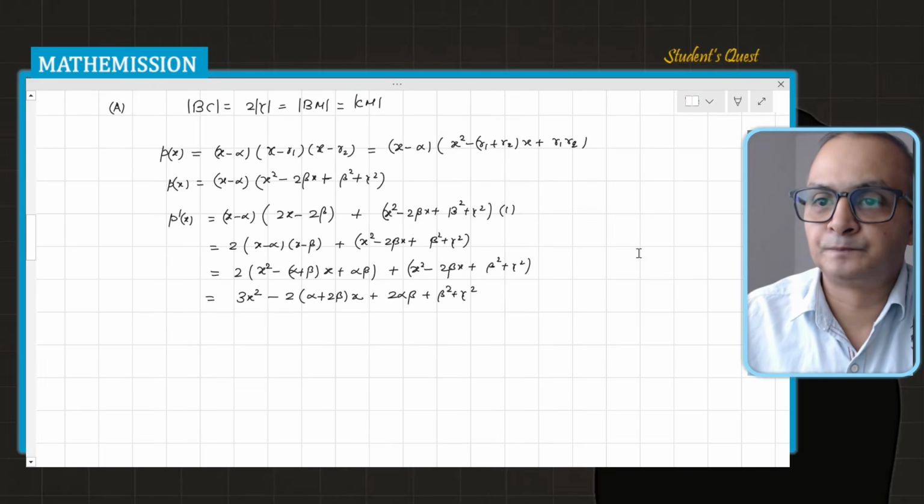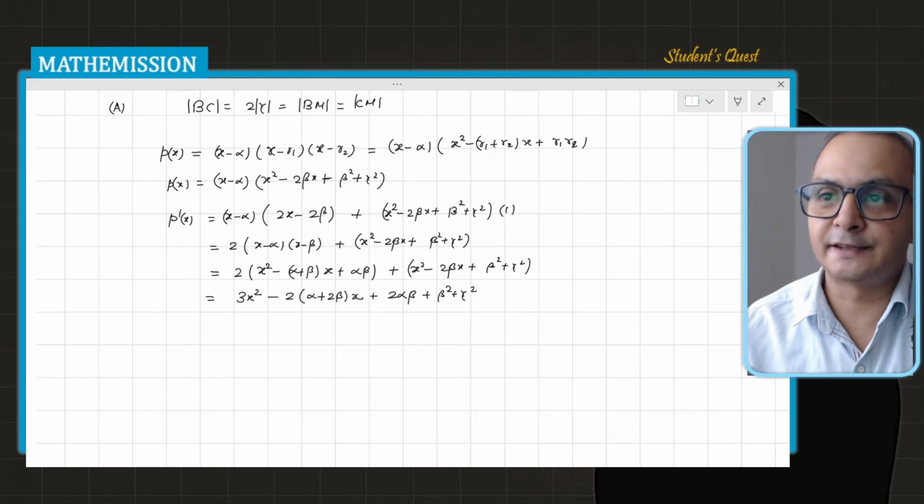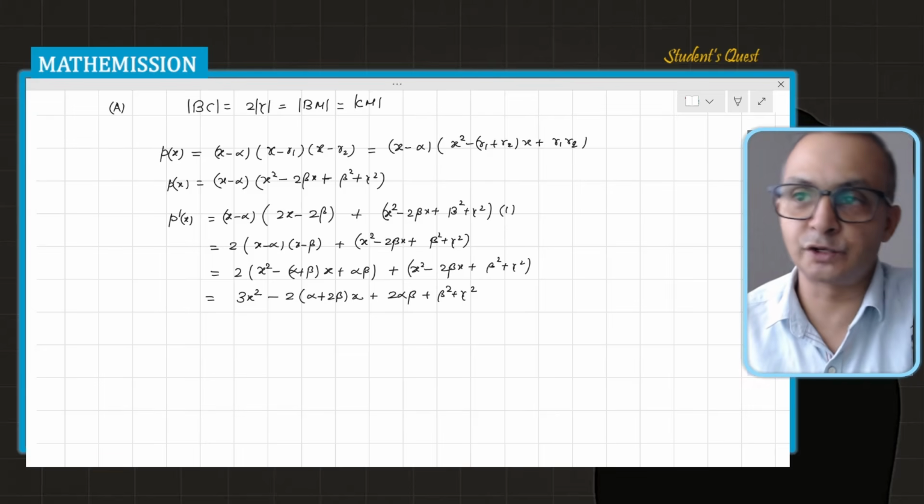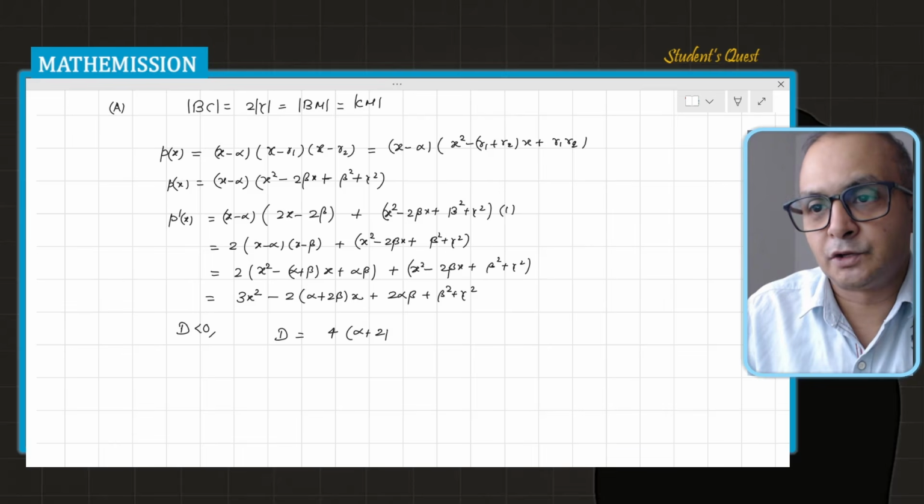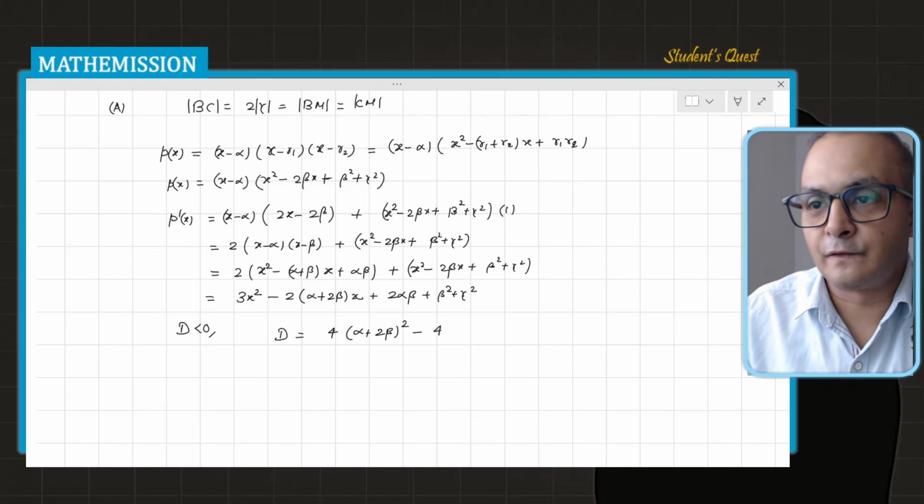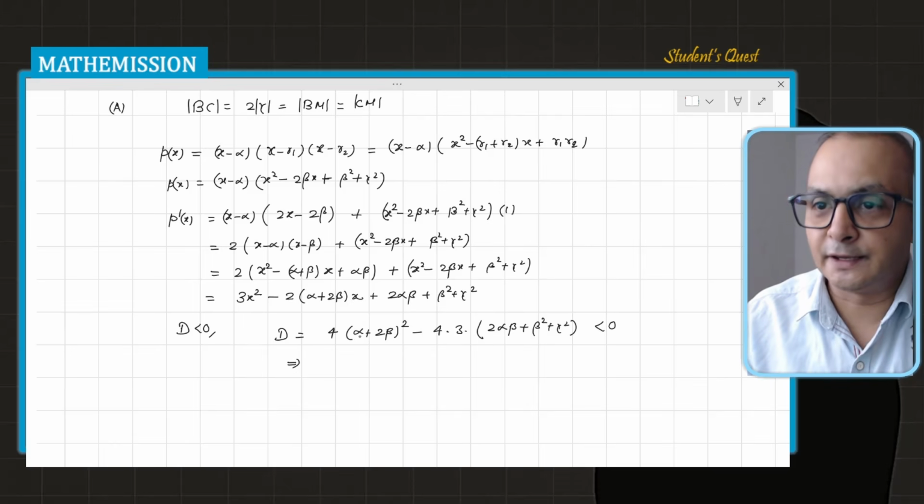All right. Now this is a quadratic equation we got, and we have to find the discriminant of this, and that discriminant should be less than 0 for the imaginary roots the question is demanding. So discriminant is less than 0, so let's find the discriminant. This is going to be 4 times (alpha plus 2 beta) the whole square minus 4 into 3 into (2 alpha beta plus beta square plus gamma square), that must be less than 0. Now this 4 will get out, and then expand this.